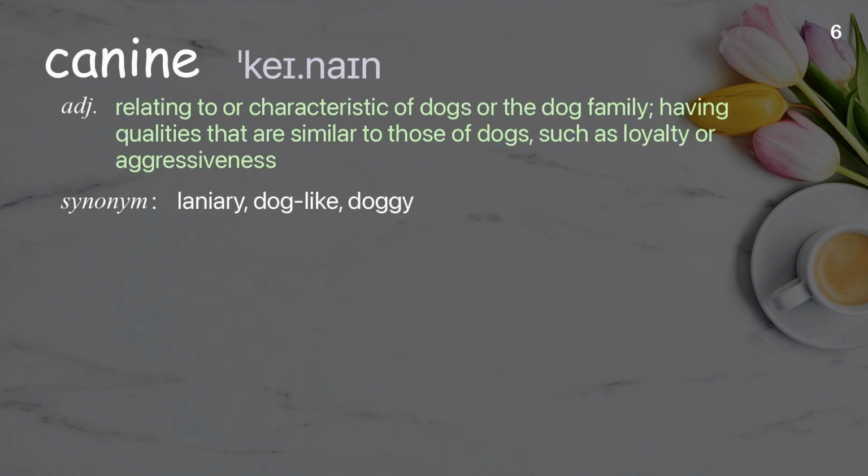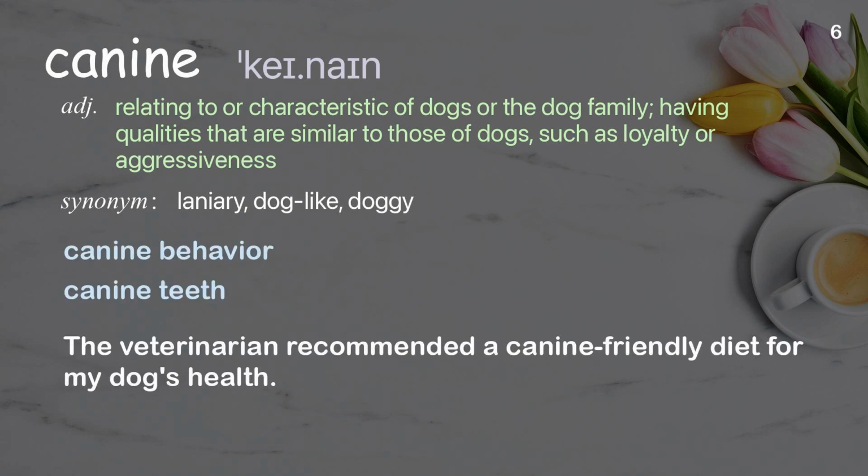Canine. Relating to or characteristic of dogs or the dog family, having qualities that are similar to those of dogs, such as loyalty or aggressiveness. Examples: Canine behavior. Canine teeth. The veterinarian recommended a canine-friendly diet for my dog's health.